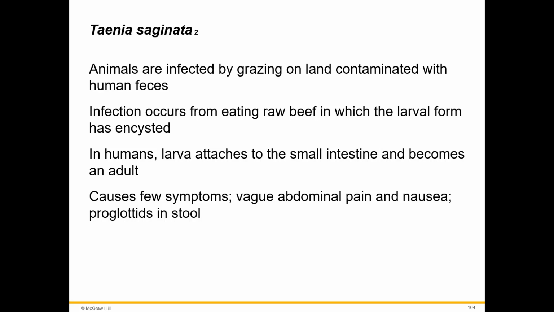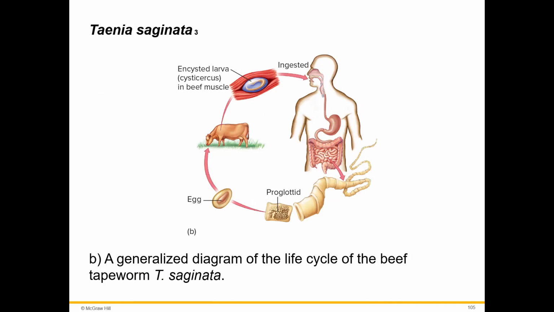And so this one causes a few symptoms. You get this kind of odd abdominal pain you're not really sure about, and you're constantly kind of nauseous. But how you know it's there is that you see the proglottids in your stool. And so this is just a general diagram. This is for the beef one, saginata.